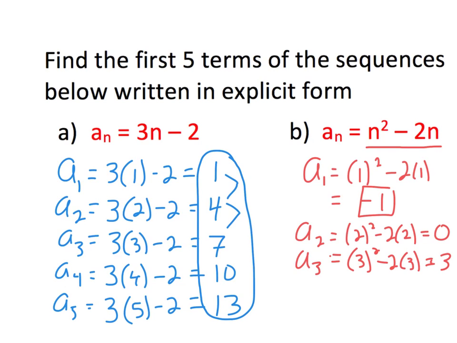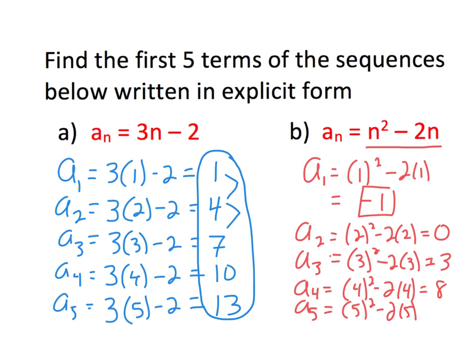And lastly, for the fourth and fifth term, similar process, we sub in 4 for n, we get 4 squared minus 2 times 4, in this case 16 minus 8, we get 8. And lastly, subbing in 5 for our formula, we get an answer of, looks like 15 here. So again, the first 5 terms of this sequence would be negative 1, 0, 3, 8, and 15.